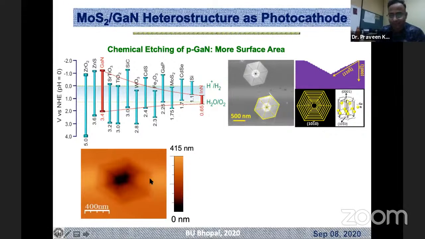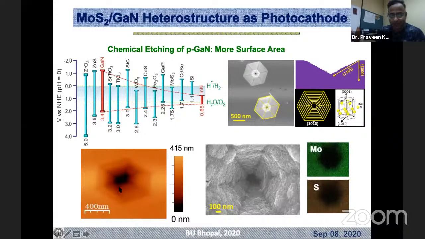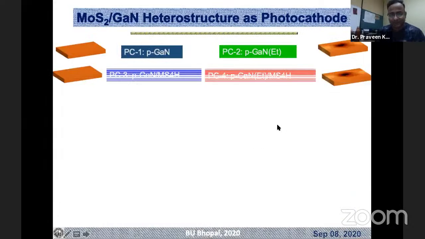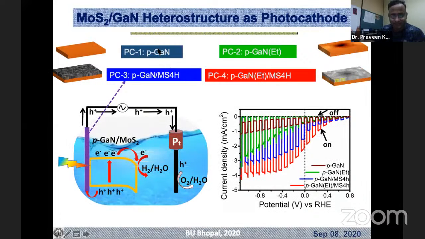First we etched the p-gallium nitride to make hexagonal cavities, because we want to increase the surface area. And then on top of that, we have grown the MoS2 nanowall network. There are 4 samples we have. This is the flat layer of gallium nitride, and this is the etched gallium nitride. We have grown p-GaN and MoS2.